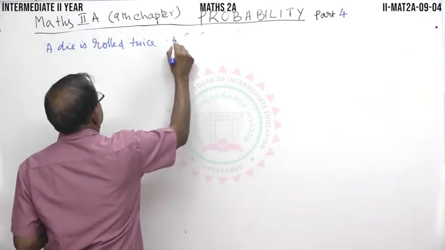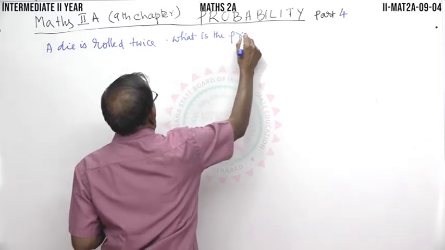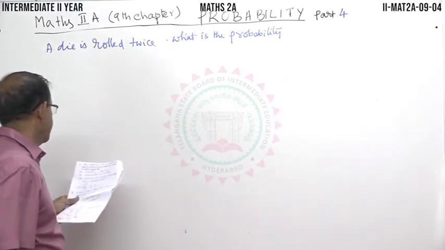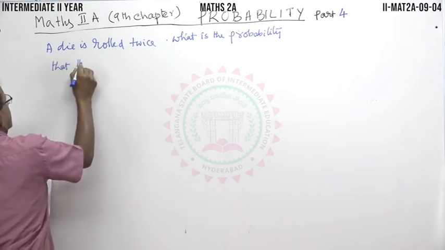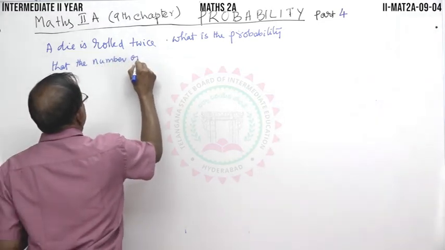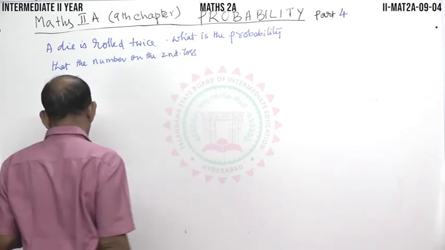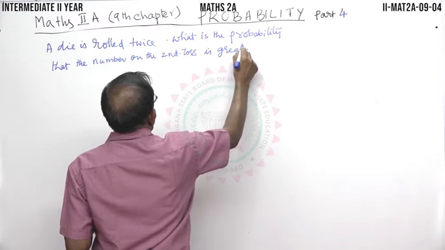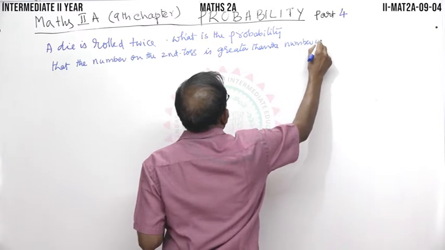What is the probability that the number on the second die toss is greater than the number in the first toss.